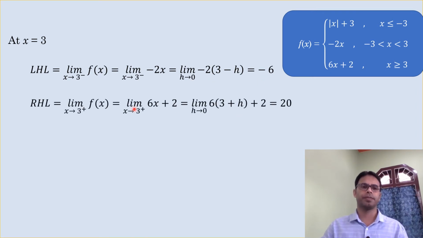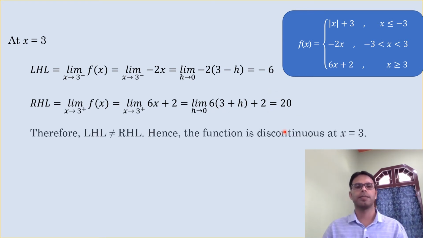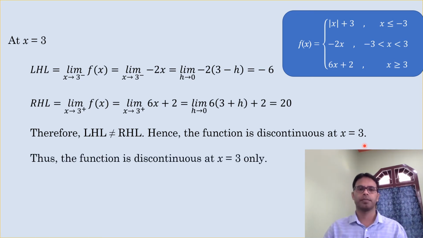Then right hand limit, x tends to 3 plus, now the function is, 3 plus means greater than 3, here x is greater than 3, so fx is equal to 6x plus 2. We write here 6x plus 2, then h tends to 0, 6 into x replaced by 3 plus h, plus 2, then h is 0, it is 20 only, 18 plus 2 is equal to 20. So they are unequal, meaning the function is discontinuous. So therefore left hand limit is unequal to the right hand limit, hence the function is discontinuous at x equal to 3. So this completes the solution of the problem.